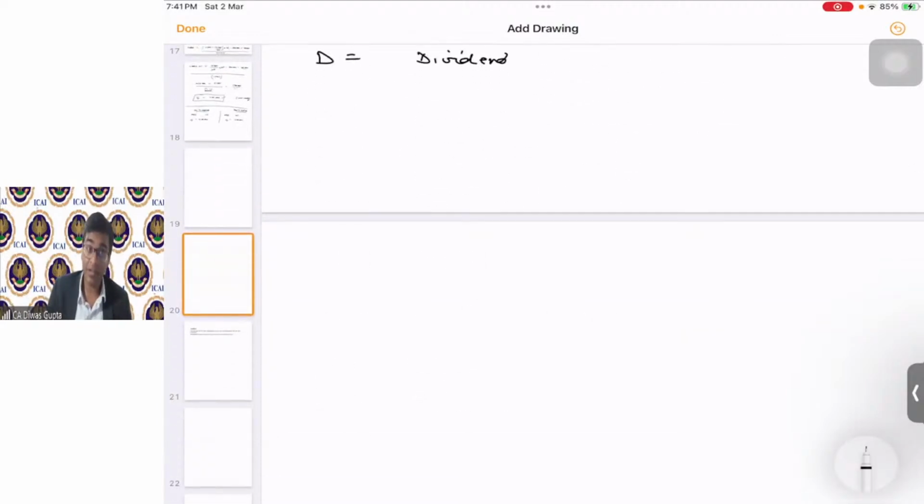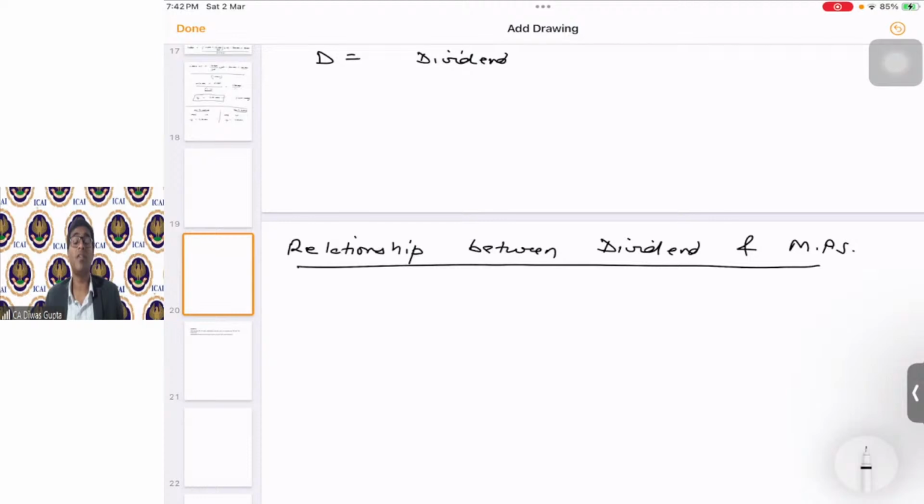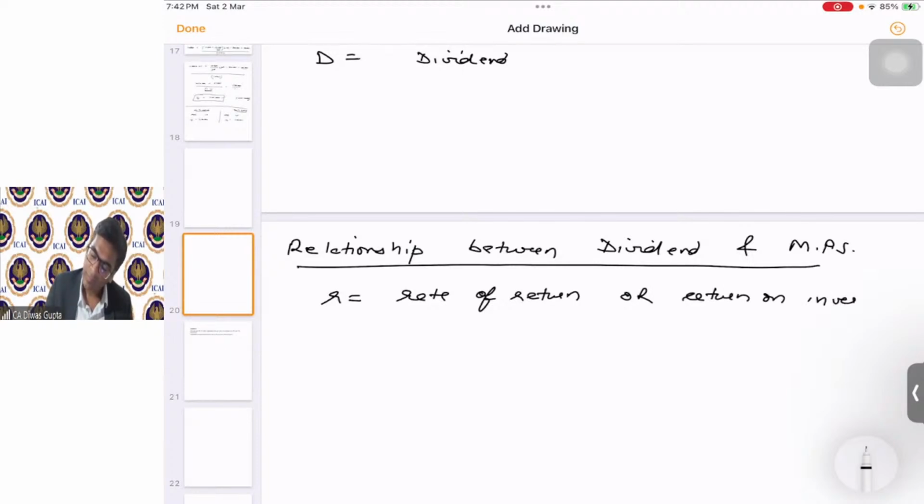Now, this is a very interesting part that we are going to discuss now, the relationship between dividend and market price per share. So there is a relationship that is driven between the dividend per share and market price per share, where we say that R is equal to rate of return or return on investment, which means the actual return that the company is earning that we have already discussed, and KE is the cost of equity. Correct. This is the expectation from the shareholders' perspective. This is what the market expects.